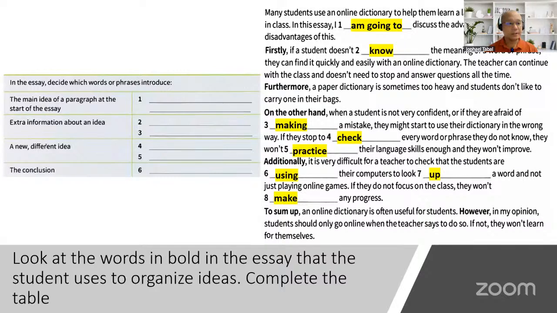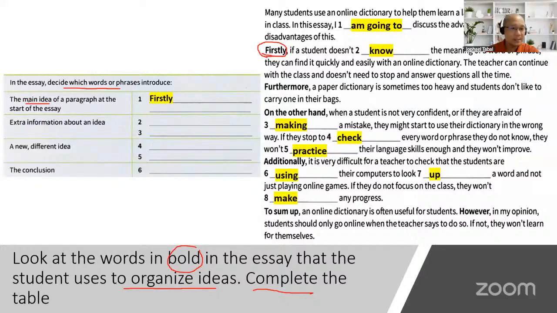Okay, so here in this essay, we decide which words or phrases to introduce the main idea. So we have here firstly. Now I want you to look at the words in bold. In bold means very dark, like this one, okay? Yes, in bold in the essay that the student used to organize ideas. And I want you to complete the table, okay, everyone? I want you to find the words like this. In bold means very strong, thick color, thicker than the other words, all right? So find those words and I want you to put them in numbers 1 to 6.